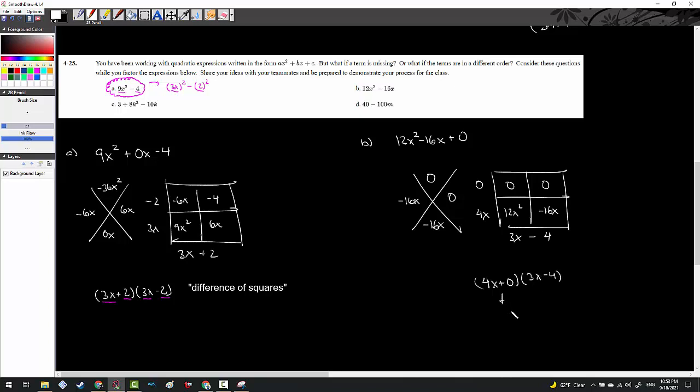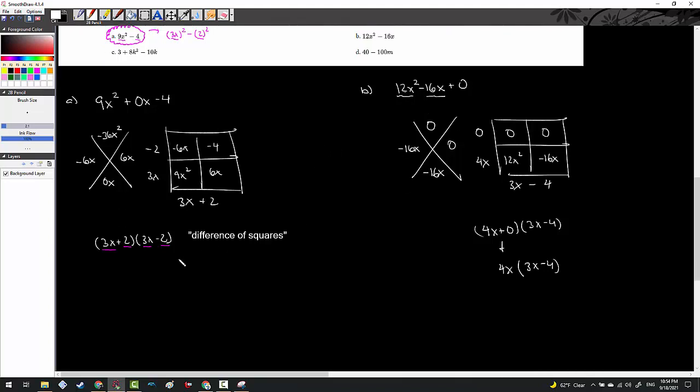Now, this could actually be shortened up into 4x times 3x minus 4, which almost looks like the distributive property because it is. And we will eventually learn this method of what we call greatest common factor, which is going to be faster than the area model when you can see that both of these terms have actually a 4x in common that can be literally divided out. But we'll talk about that in a future video.